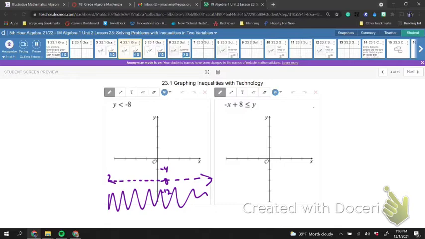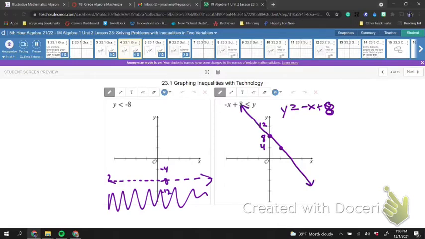Next, I'm going to rewrite this as y is greater than or equal to negative x plus 8. It's the same thing. That's an ugly 8. All right. So let's go 4, 8, 12. My y-intercept's at 8. My slope's negative 1. Solid or dashed? It's going to be solid. This one's solid because the line works.